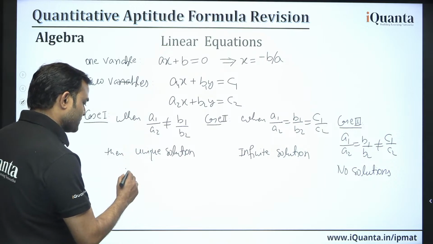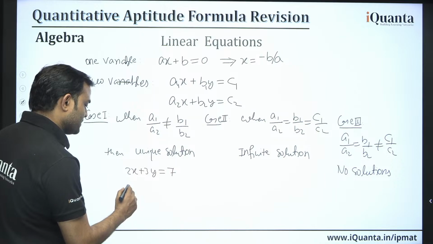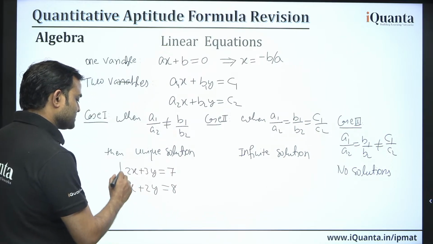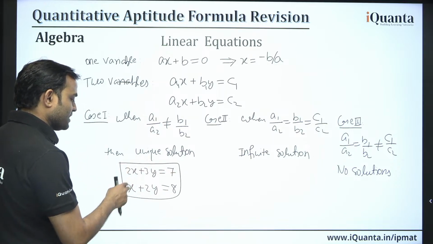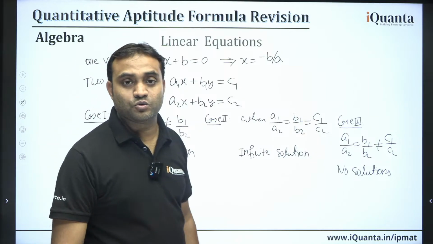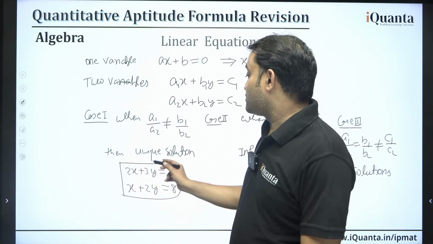Let us say we have 2x plus 3y is equal to 7, then we have x plus 2y is equal to 8. So you can see in this case 2 by 1 is not equal to 3 by 2, right? 2 by 1 is not equal to 3 by 2. So in that case we will have a unique solution.